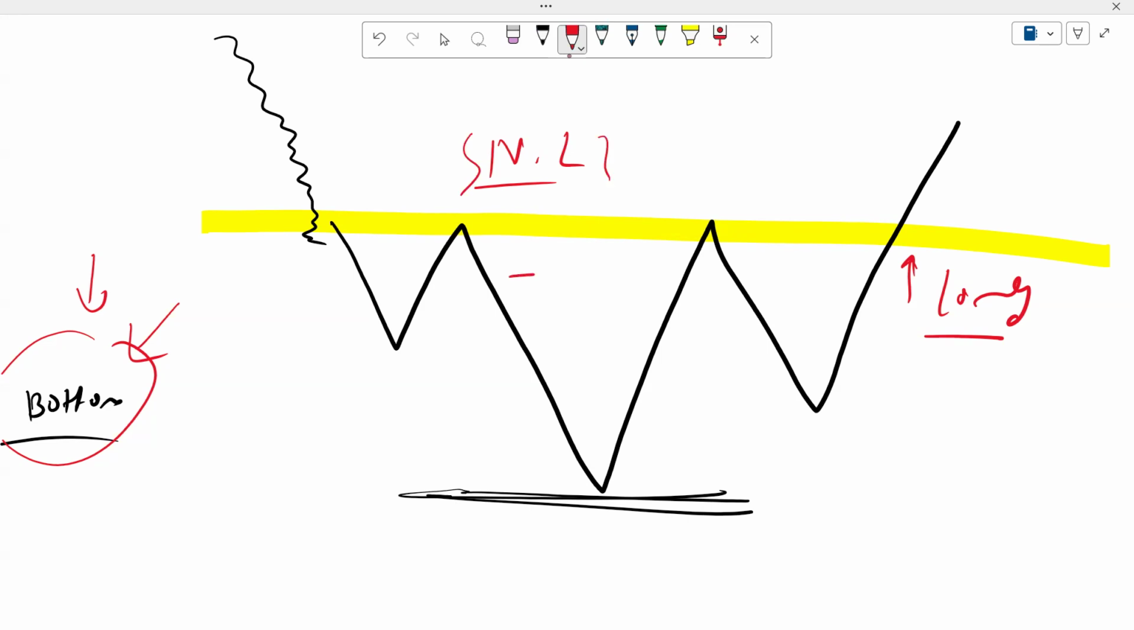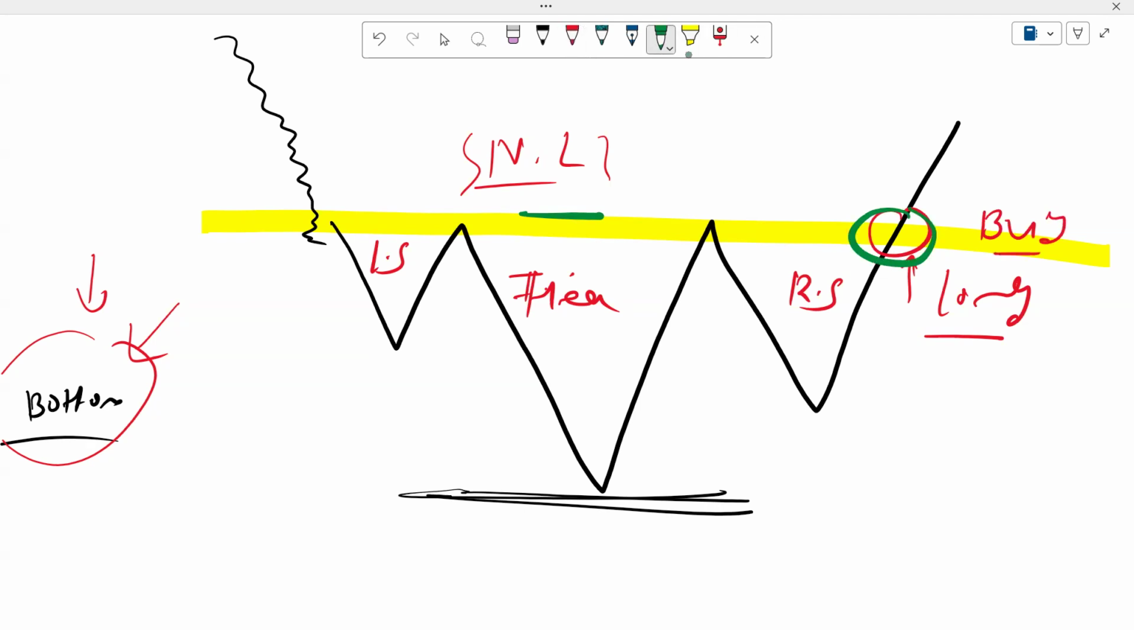Okay, so this is your inverse head and shoulder pattern. This is your left shoulder. This is your head. This is your right shoulder. Okay, and this is your neckline. And at this point, what will you do? You will buy or go long. At this point, you will go long.